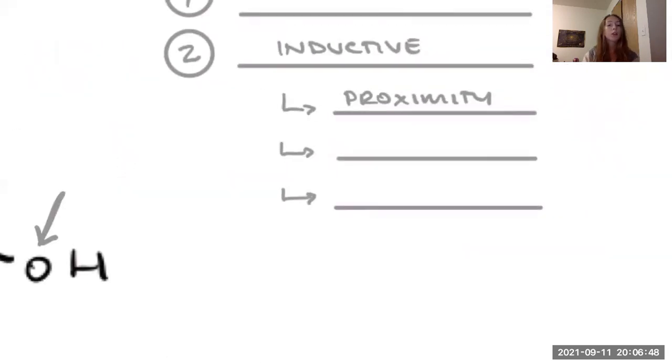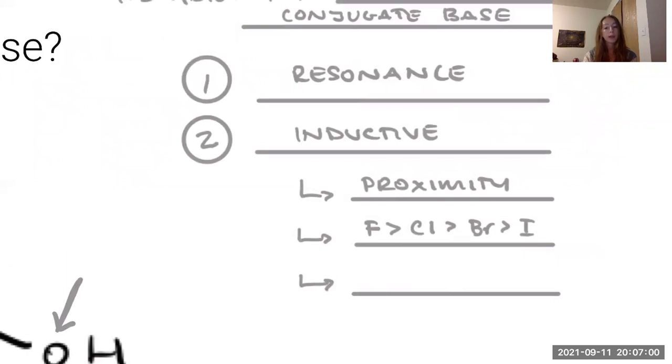So we want to consider how close it is to the acidic proton. We have to consider what kind of electronegative atom it is. The more electronegative, the more supportive, the better. The conjugate base will be stabilized. So fluorine is stronger than chlorine, which is stronger than bromine, which is stronger than iodine in electronegativity. The last thing we need to consider is the amount. If we have more chlorines, that's better than having just one, for example.